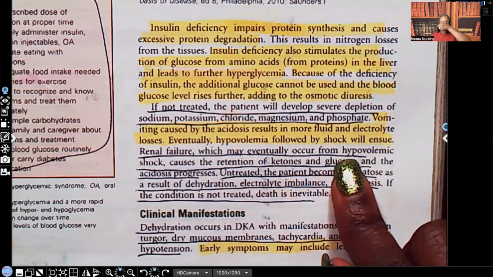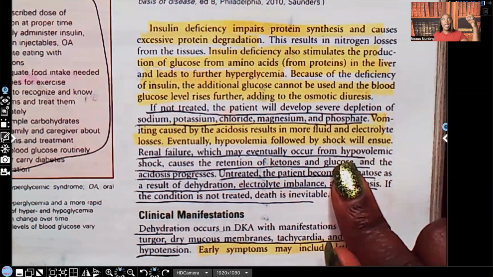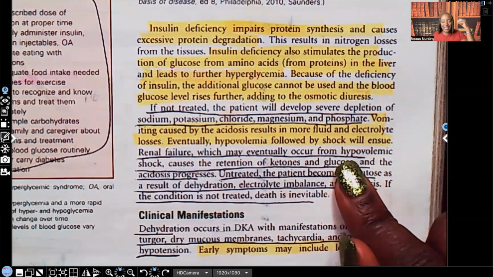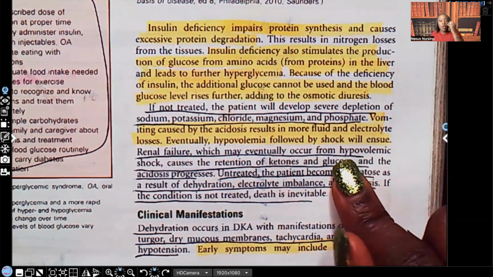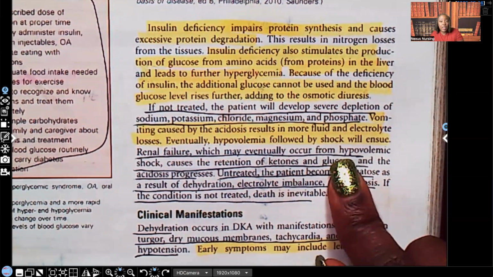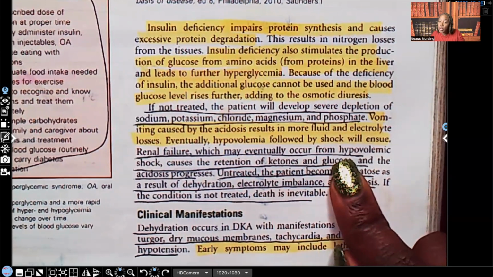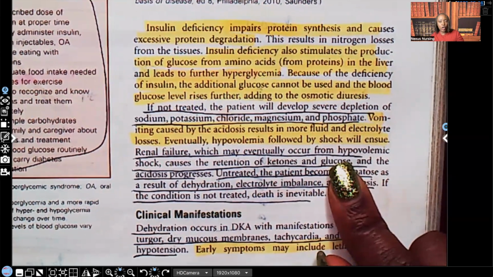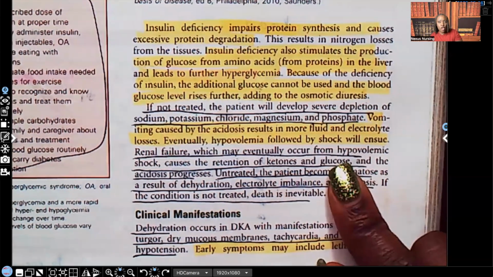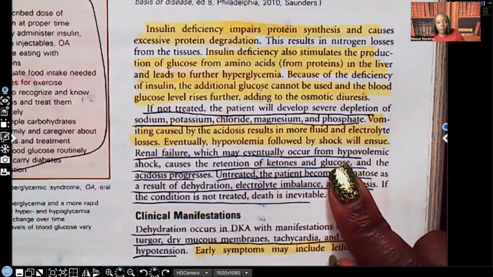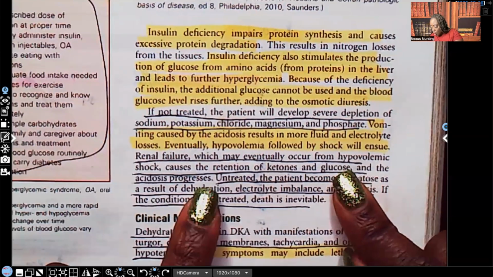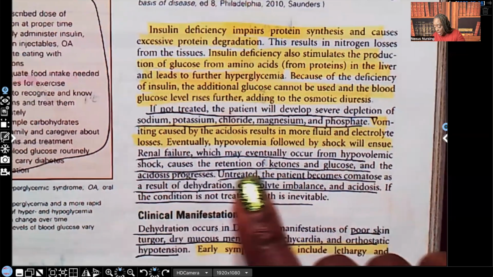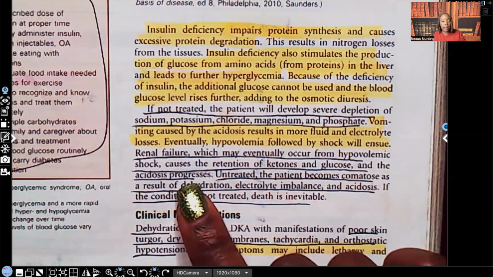Do you guys know when the patient has hypovolemia, when a patient's blood pressure is too low, one of the very first organs to shut down on you is going to be the kidneys? Why? Your body's trying to survive no matter what. So the kidneys shut down to hold on to the little bit of fluid you have left. And so you'll start to see urine output go down. BUN and creatinine go up. Renal failure, which may eventually occur from hypovolemic shock, causes the retention of ketones, and glucose, and the acidosis progresses.